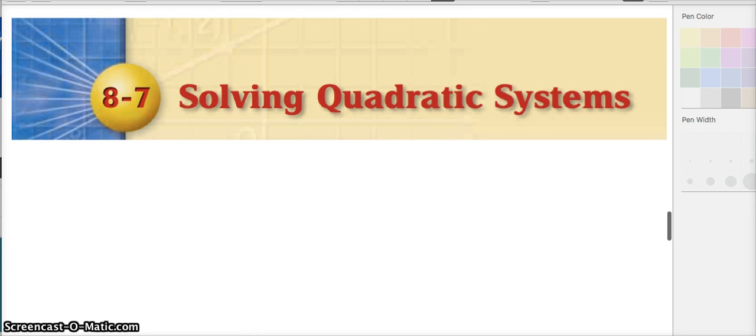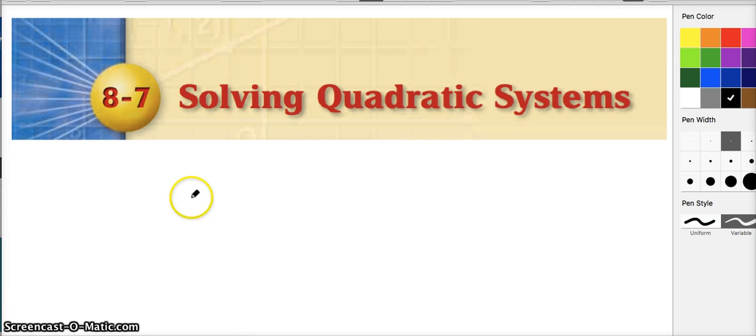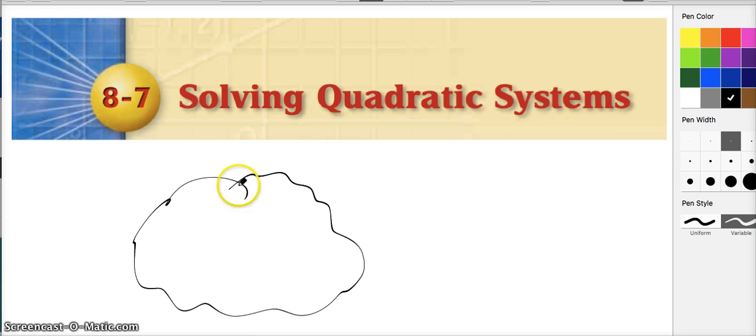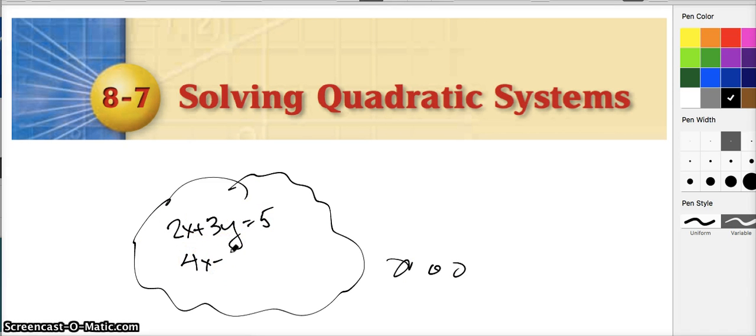You remember the last time we talked about systems, we had systems of linear equations. I'll put a little thought bubble around this so we know this is a back-in-the-day thought. You might have 2x plus 3y equals 5 and 4x minus 7y equals 17 or something like that. You were looking for the xy coordinate, or ordered pair, that represents the solution to both of these equations, the place where both of these lines would intersect.